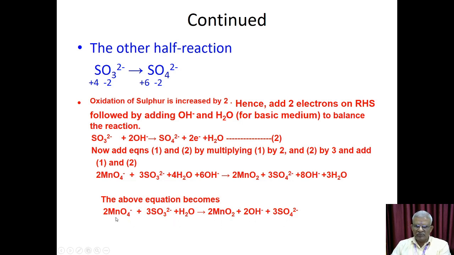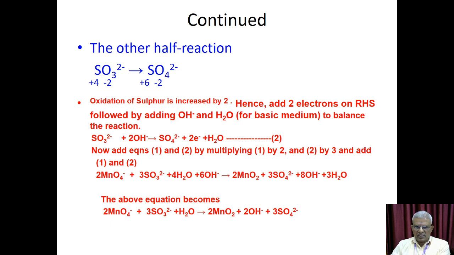On the left hand side, the number of manganese atoms is 2, on the right hand side 2. Sulfur atoms 3, here also 3. And oxygen atoms: 2 into 4 is 8, plus 9, plus 1, so 18 on the left hand side. What about the right hand side? The number of oxygen atoms 4 plus 2 plus 12, so 18. So totally 18 oxygen atoms both on the left hand side as well as on the right hand side.